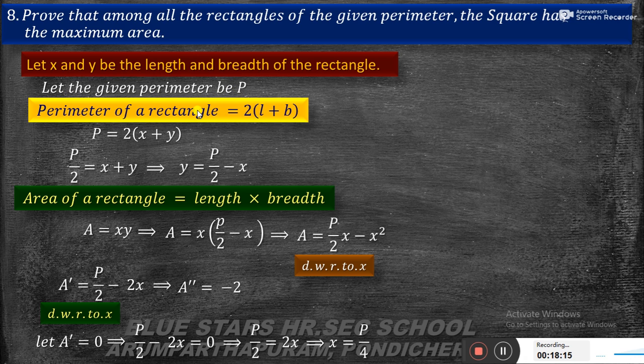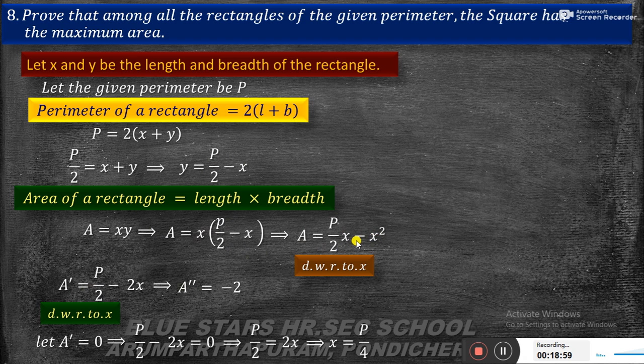The perimeter of the rectangle is 2 into length plus breadth, and the area of the rectangle is xy. Here length I represented x, breadth I represented y. So P equal to 2 into x plus y. Therefore P by 2 equal to x plus y, so y equal to P by 2 minus x. Area A equal to xy, so A equal to x into P by 2 minus x. Therefore A equal to P by 2 x minus x square.